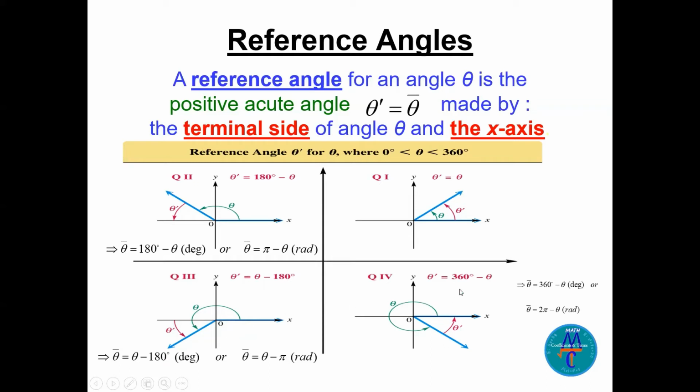If the angle lies in quadrant 4 and you need the reference angle, you take 360 minus the theta in degrees, and in radians it will be 2 pi minus theta. And you will use this reference angle in many questions. So this is what we call the reference angle.